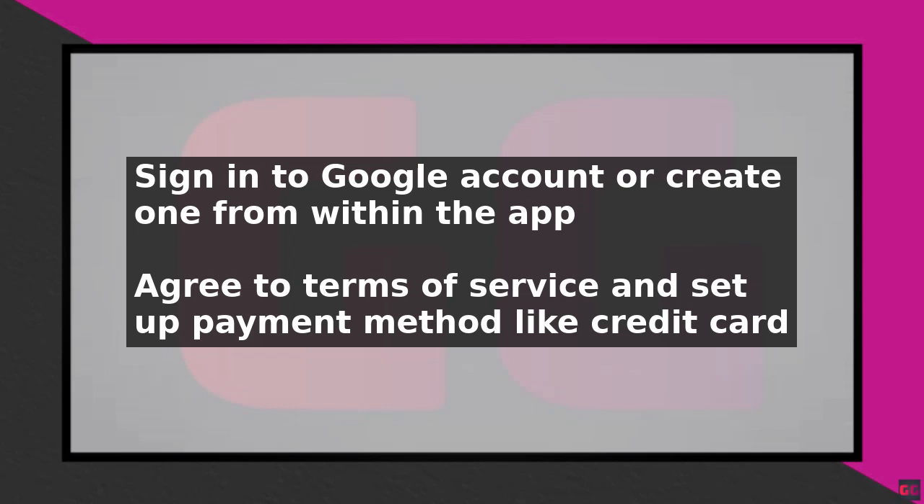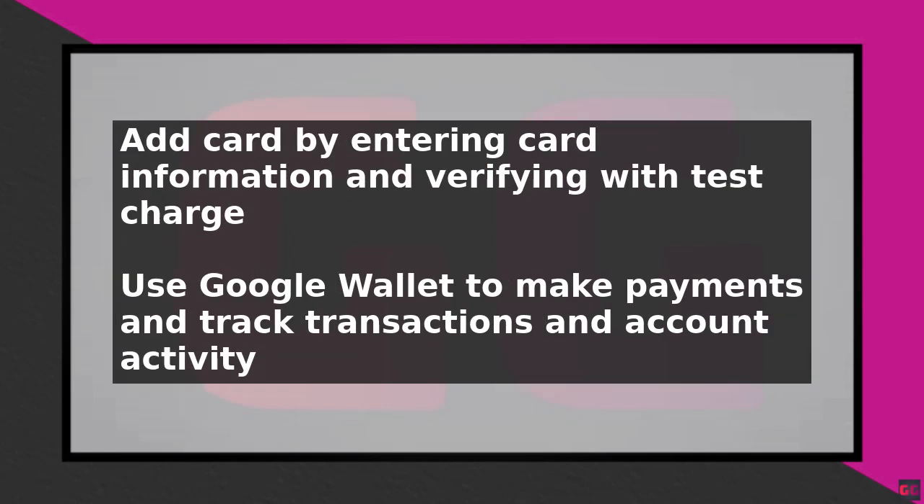To add a card, select the Add Card option and enter your card information, including the card number, expiration date, and security code. You may also be asked to verify your card with a small test charge. Once you have added a payment method, you can begin using Google Wallet to make payments online and in-store. You can also use the app to send and receive money, and to track your transactions and account activity.